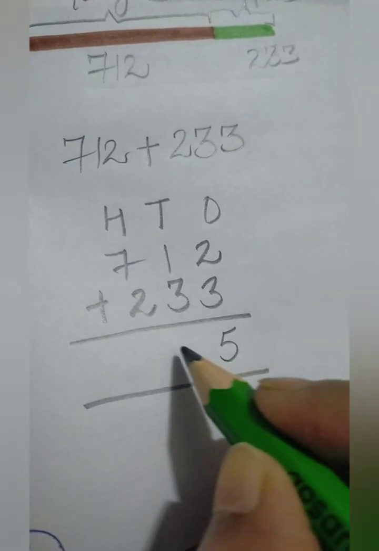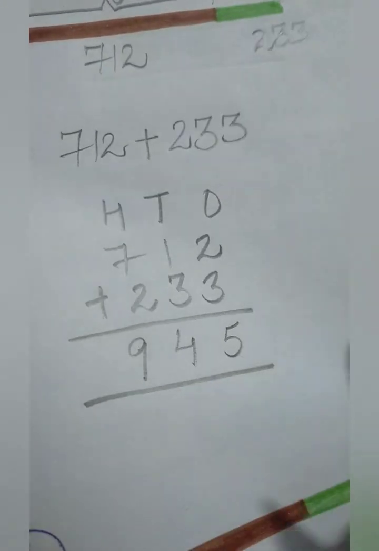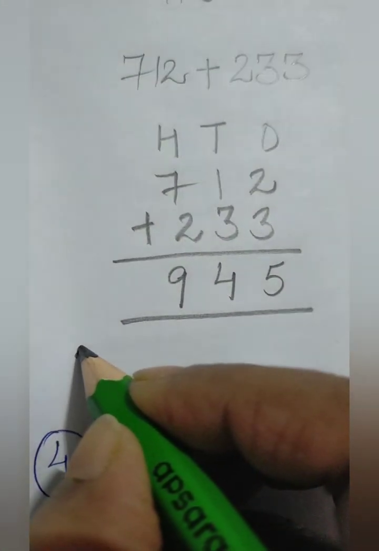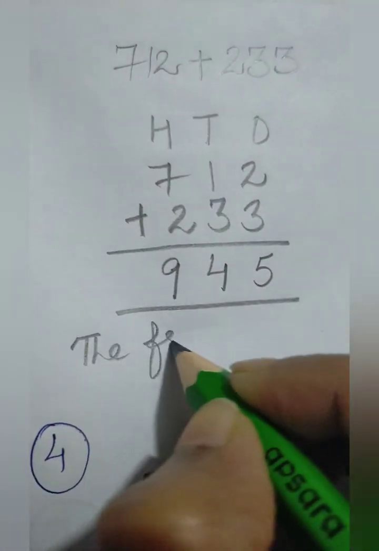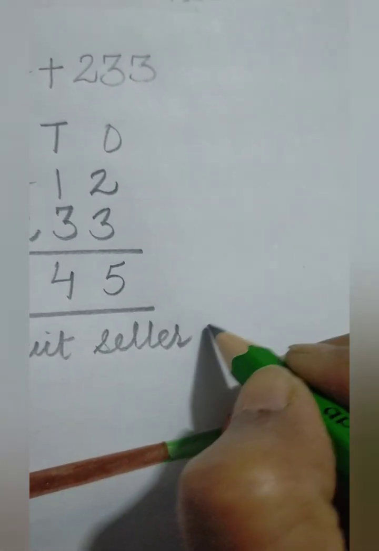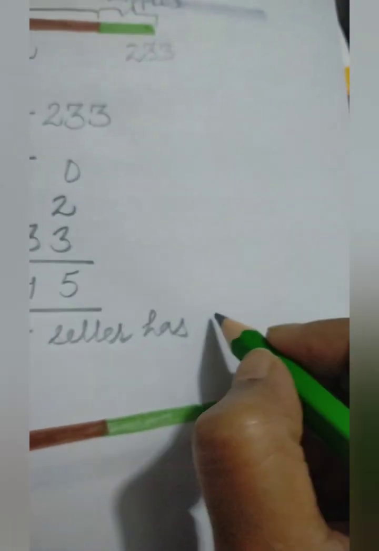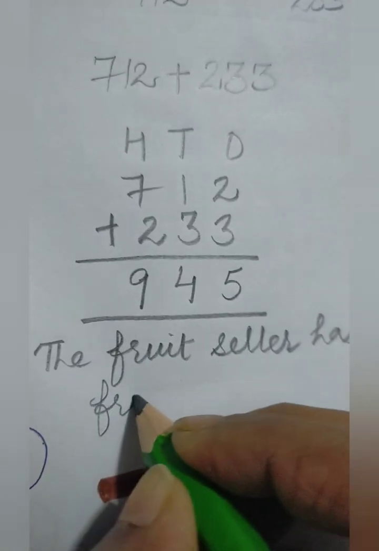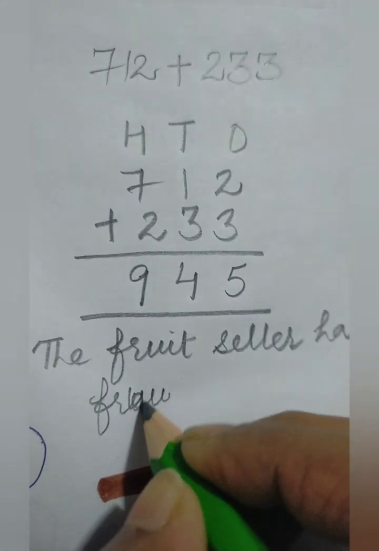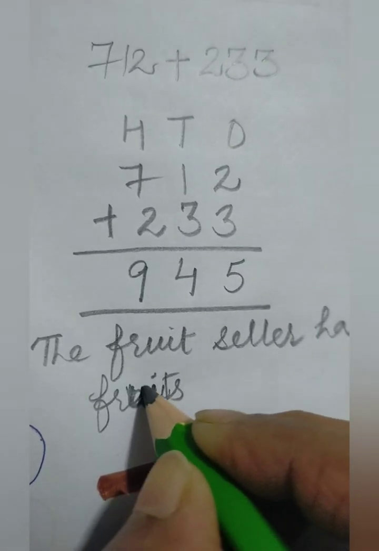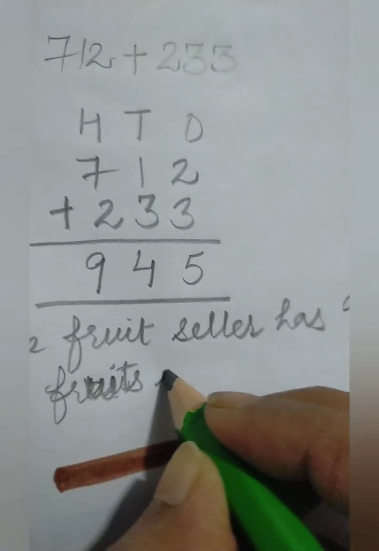Yes, when we add these, what do we get? Here 5, here 4 and here 9. So what will we write? The fruit seller has 945 fruits in all.